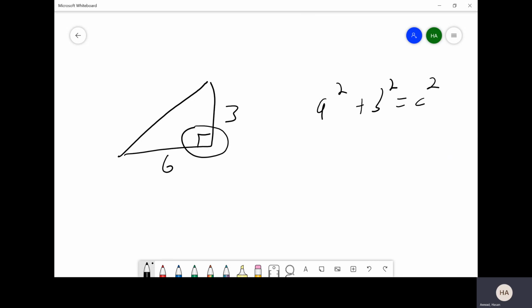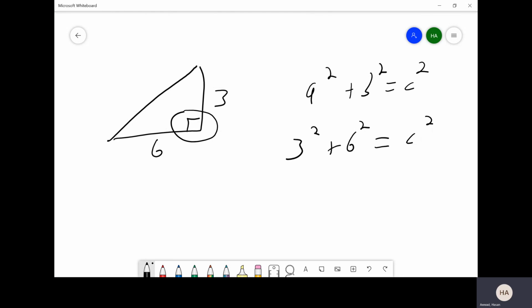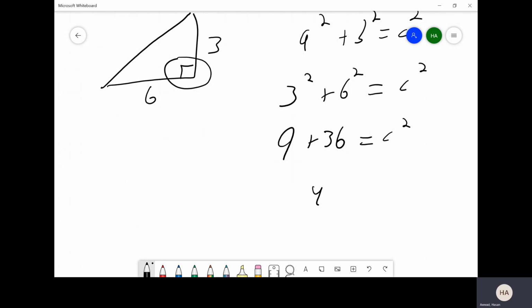So we're just going to say, okay, well, then that would make this 3 squared plus 6 squared is equal to c squared. We don't know what that side is, so sure, that's our missing side. 3 squared is 9 plus 6 squared, which is 36, and this is equal to c squared. How do I handle this now? Well, it's c squared, so to solve for c, I need to take the square root. 9 plus 36 is 45, sorry, let me just fix that, 45.